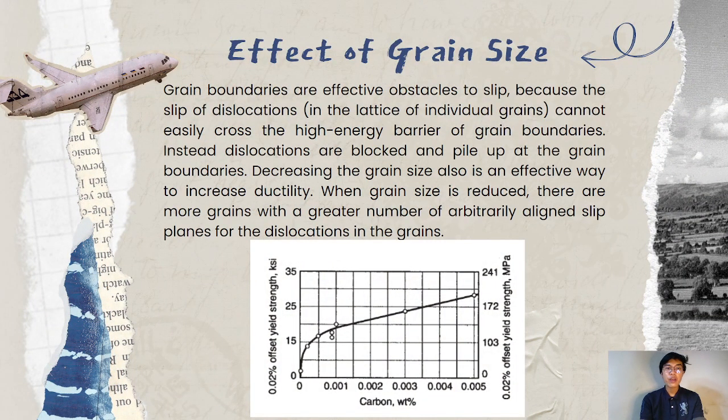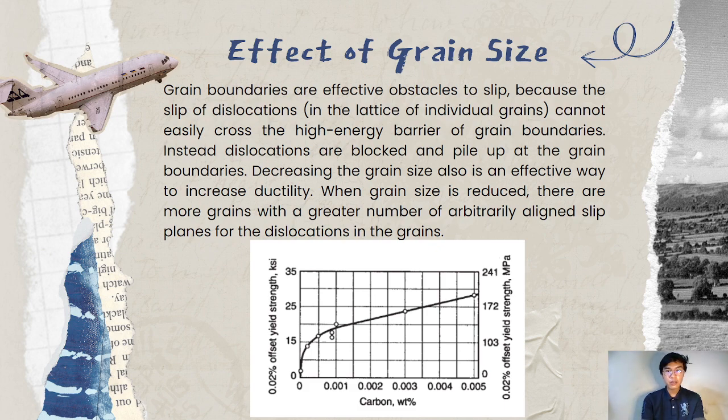The effect of grain size. Grain boundaries are effective obstacles to slip, because the slip of the dislocations in the lattice of individual grains cannot easily cross the high energy barrier of grain boundaries. Instead, dislocations are blocked and pile up at the grain boundaries.